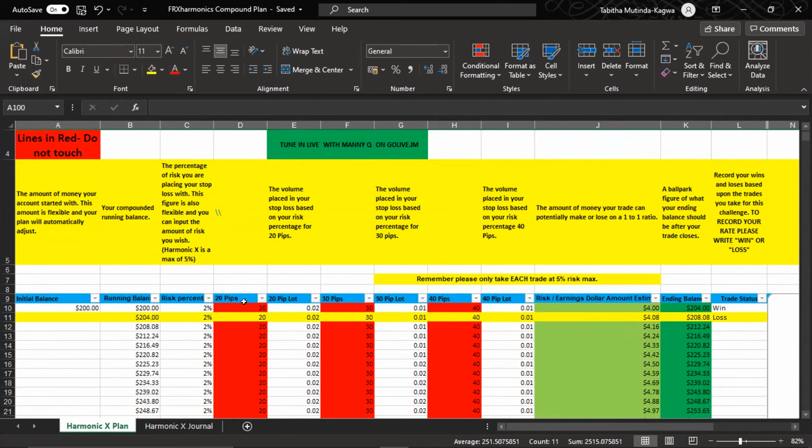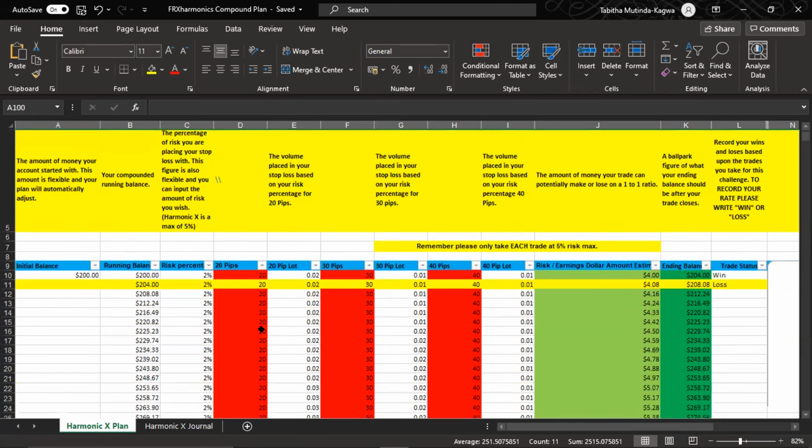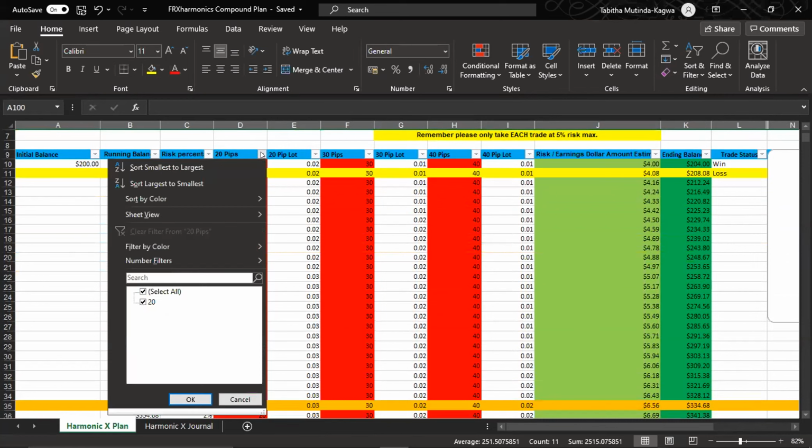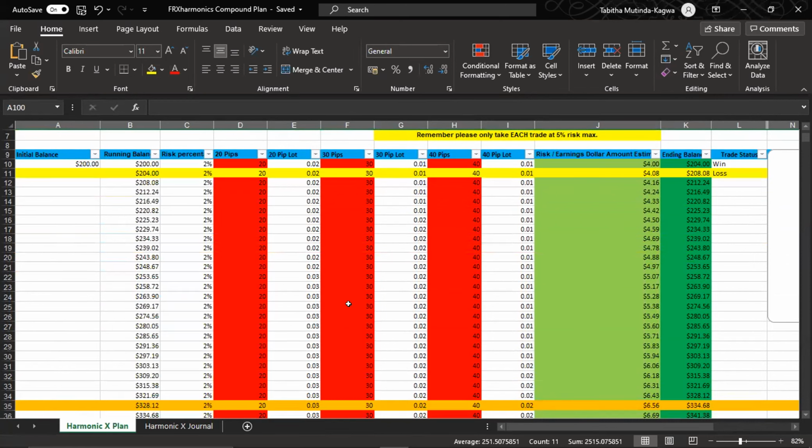And when you go for those 20 pips, you should be trading at a 0.02 lot size. And if you're going for 30 pips, you should take it down a notch and trade at a 0.01 lot size. So he actually has this in red, and this is not changeable. You can't change this, I don't think. I've never tried to, but I have a feeling because it's in red, I shouldn't tamper with it. So I have never tampered with it.